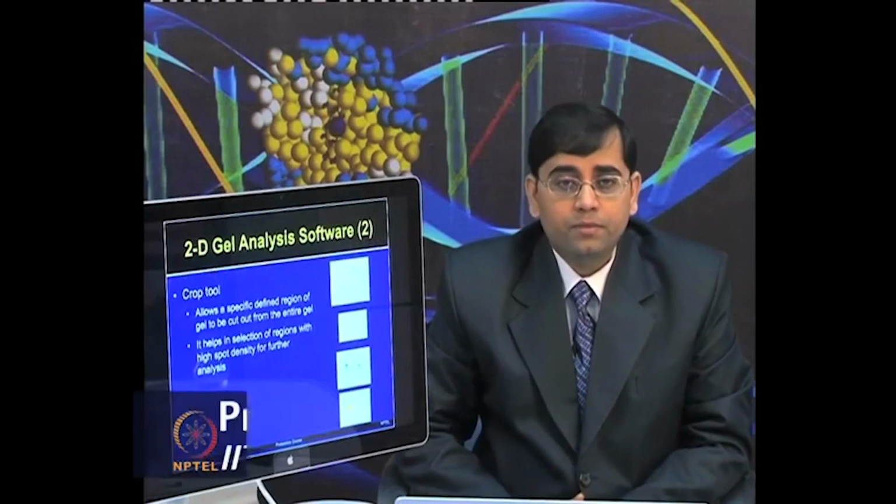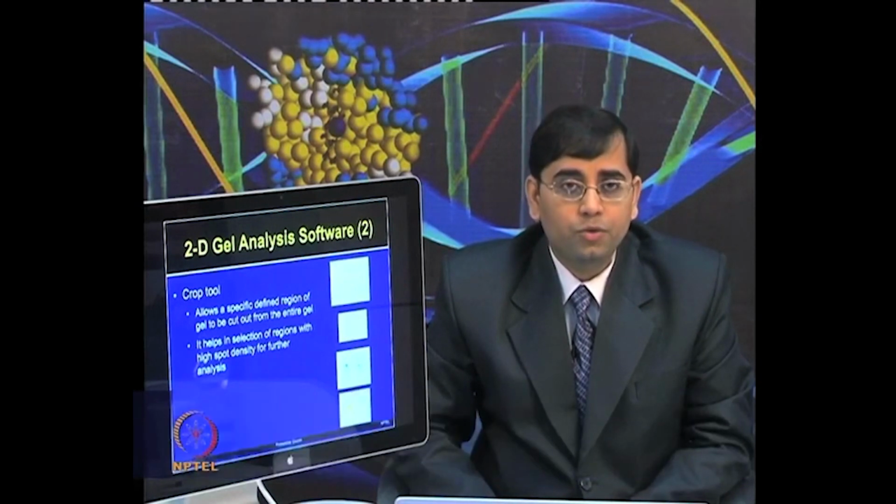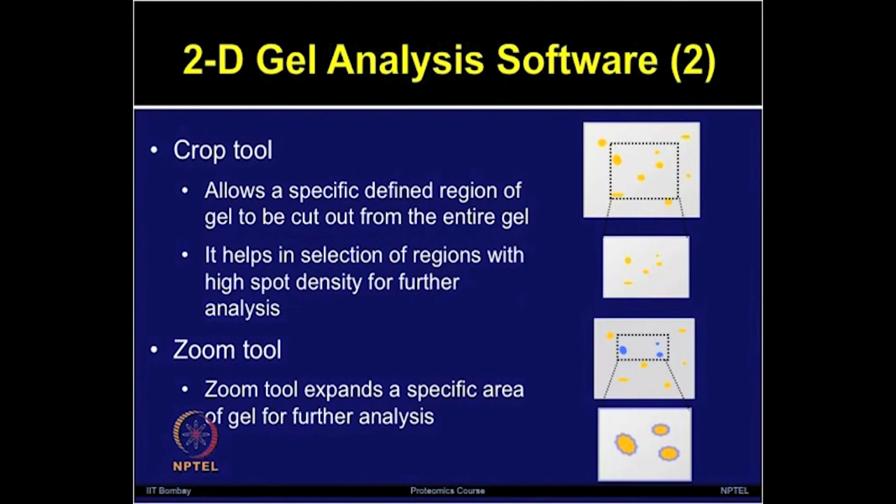So, the crop tool is the first part which you would like to use. If in your gel you have some extra regions where you do not have any spot of interest, probably you would like to crop those regions, and crop both your control and treatment gels uniformly. This crop tool allows a very specific defined region of the gel to be cut from the entire gel. It helps to select the region with the high spot density, which can be used for further gel analysis.